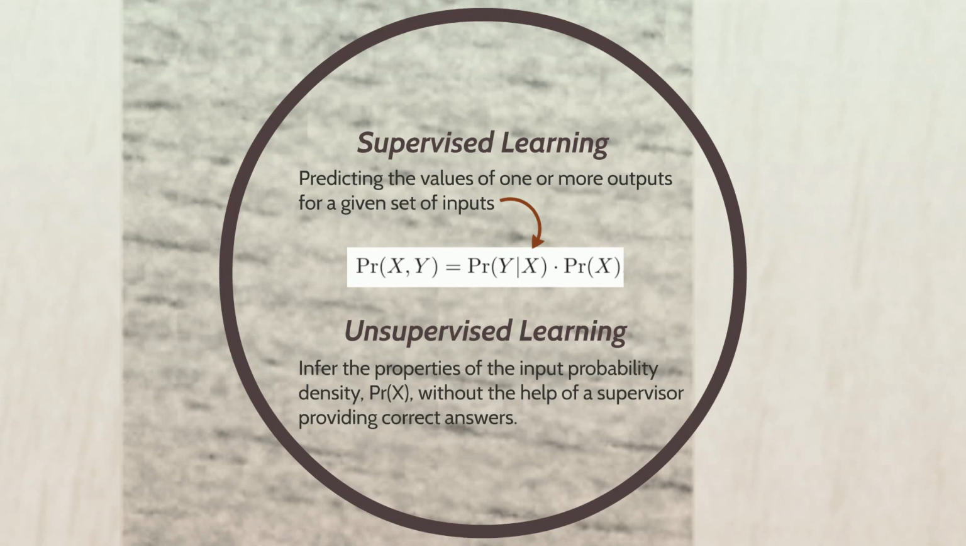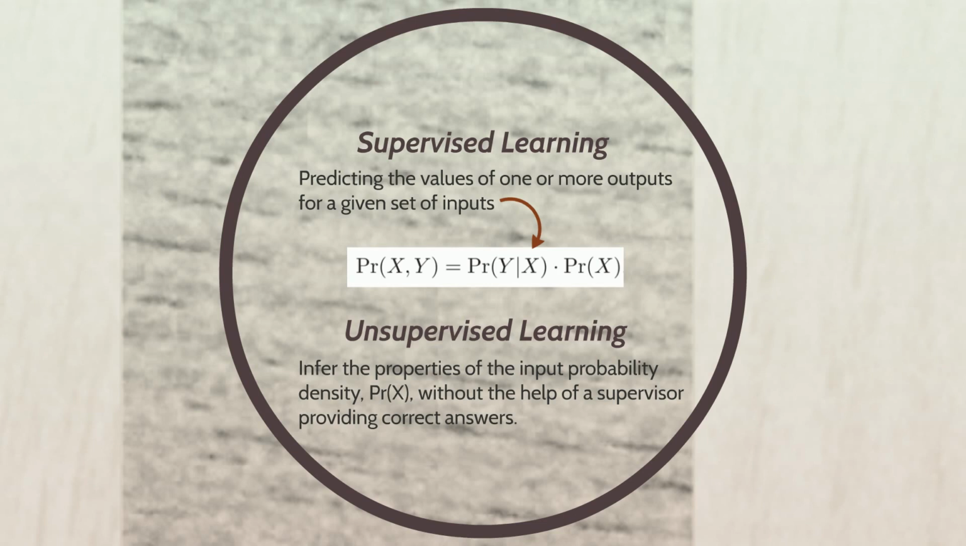And in this case, one has a set of observations of a random vector with a joint probability density, and the goal is to directly infer the properties of this probability density without the help of a supervisor or teacher providing correct answers or degree of error for each observation.